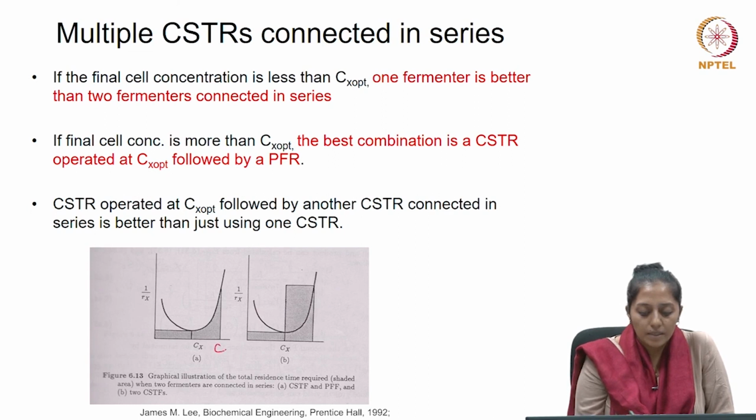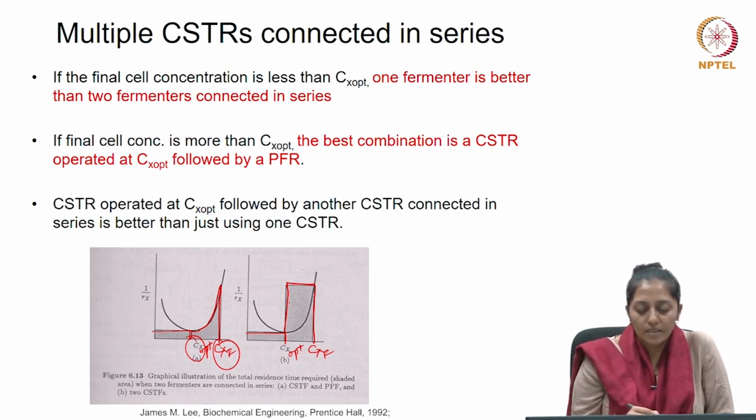Now, here the Cx desired is beyond the Cx optima point. So, this is Cx optima, and Cx desired is beyond it. So, in that case there are two scenarios. In the first figure, they have connected the CSTR running at Cx optima with a PFR, and in the second figure again there is a CSTR running at Cx optima, but connected with another CSTR.